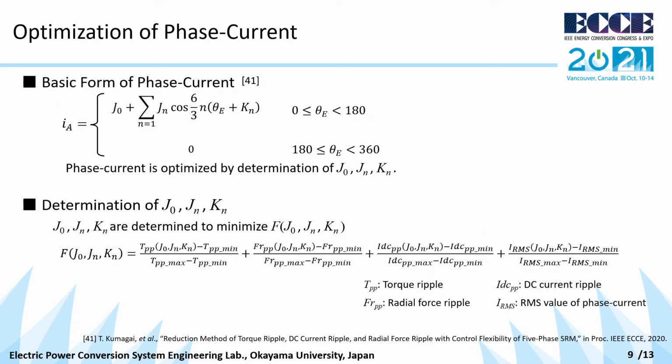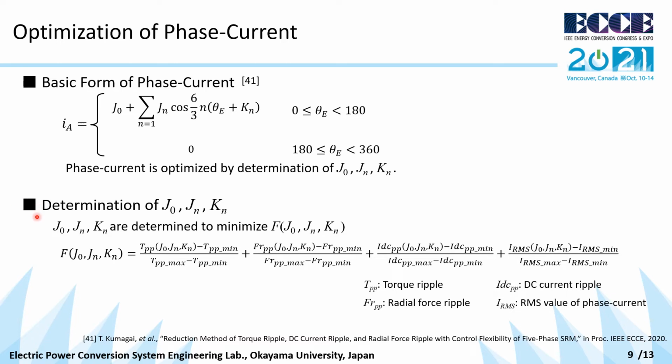Next, I explain the optimization of the phase current waveform. The phase current waveform is expressed based on the previous study. The phase current is defined like a Fourier series like this. In this equation, J0, Jn, Kn are arbitrary parameters, so the phase current waveform is optimized by the determination of these parameters. Then, we optimize the phase current waveform.